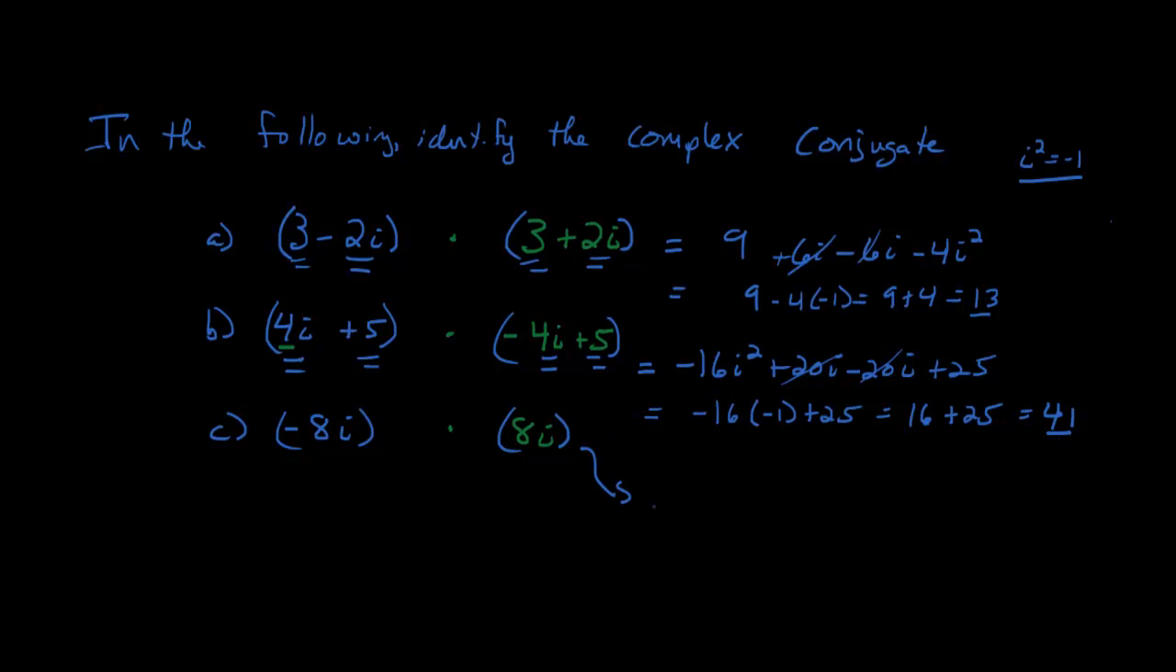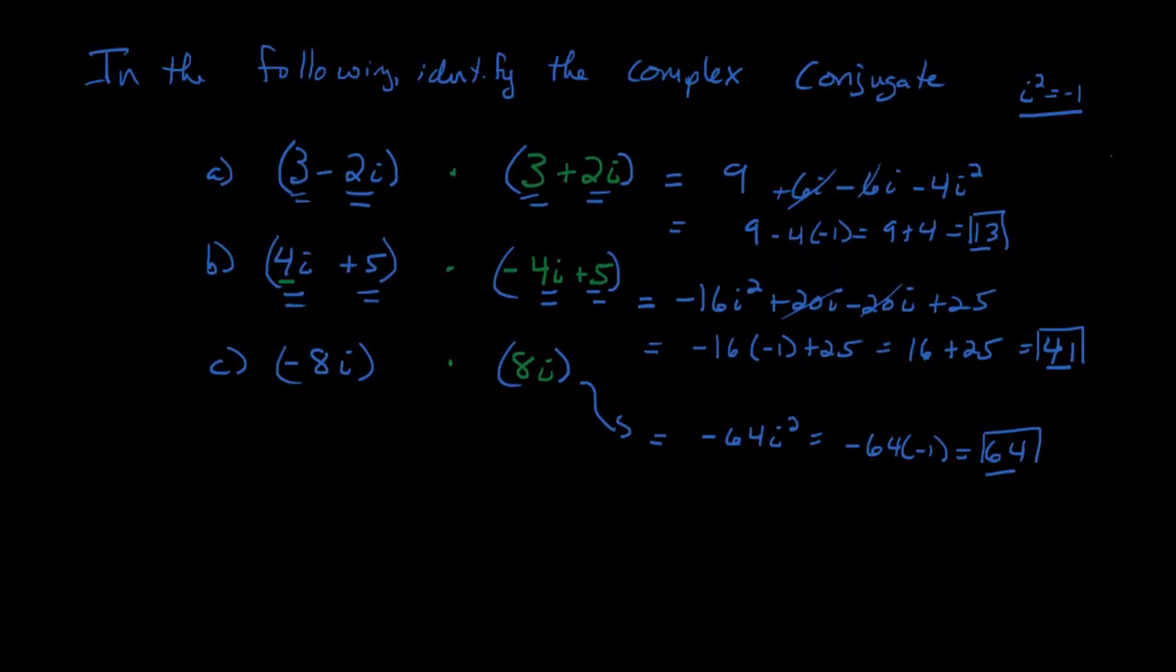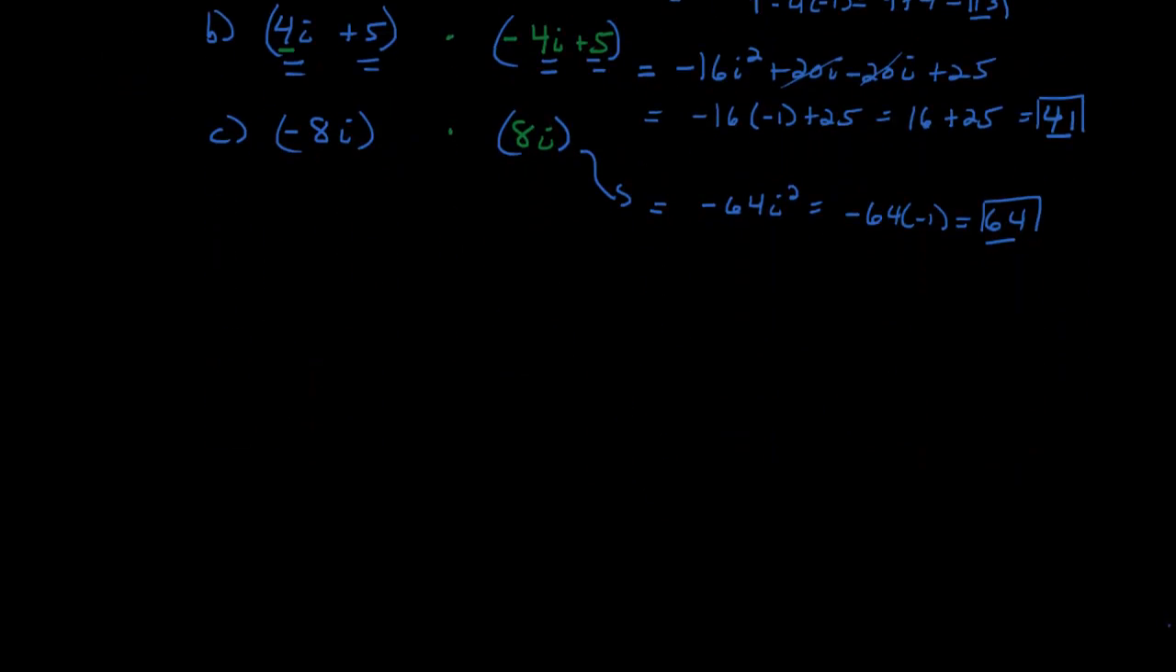And in our last complex number and its conjugate, you're just going to have negative 64i squared. But negative 64i squared is going to be equal to negative 64 times negative 1, which gives you a value of positive 64. So maybe you start recognizing a pattern here: a complex number times its conjugate always eliminates the imaginary portion, and you remain with a positive value.